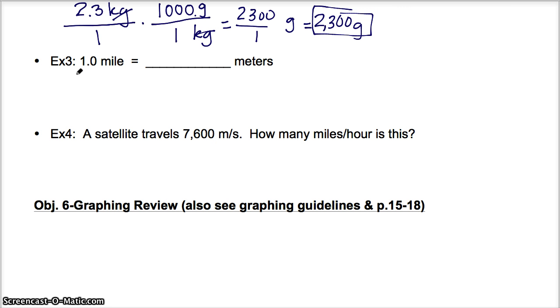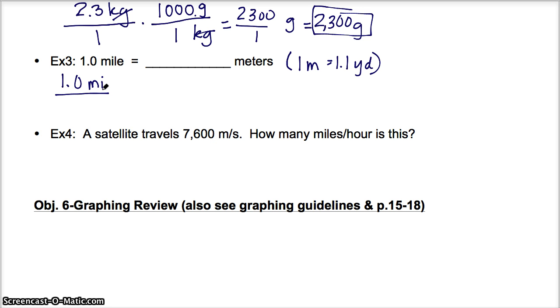Okay, let's go ahead and try a trickier one. We have 1 mile, and we're going to convert it to meters. And before I start this problem, I'm going to give you a conversion factor that you probably don't have in your head, but 1 meter is 1.1 yards. So we're going to use that conversion factor, and that's probably not one you have in your head. All right, so look at this. We got 1 mile. We're going to put that on top.